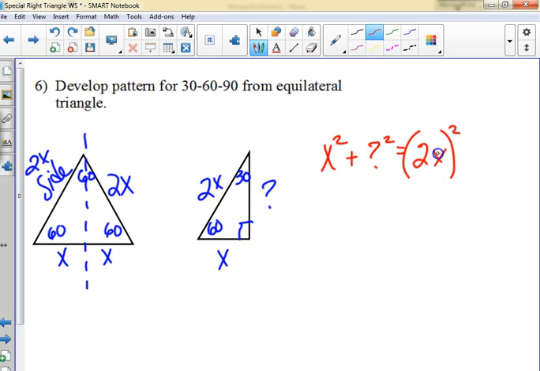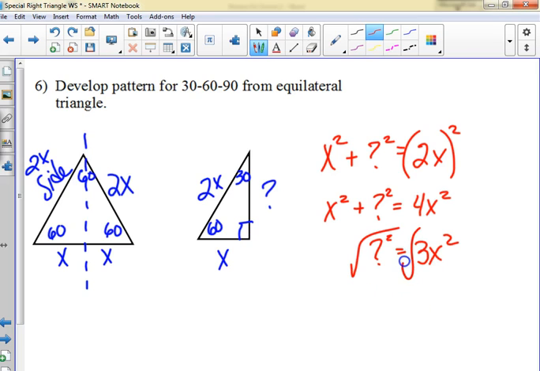All right, what is 2x quantity squared? 4x squared. What do you want to do next if we're trying to get the question mark? Subtract an x squared, so we have something squared equals... uh-oh, sounding familiar yet? If we square root both sides, we have the question mark is the square root of 3 times x. That's where the square root of 3 comes from. Remember that now, that it had a square root of 3 in it?